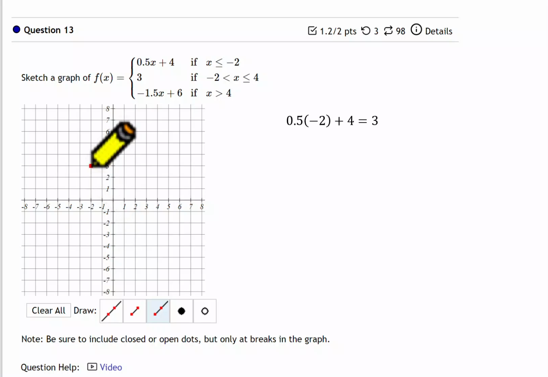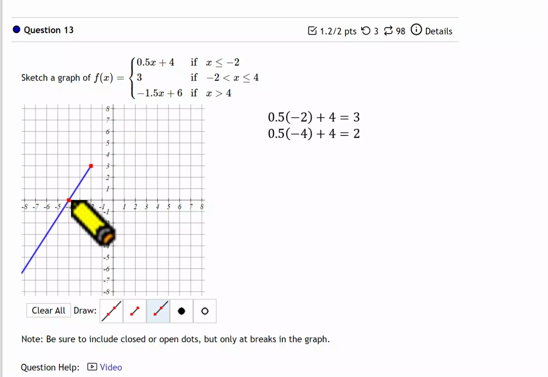Then to get my second point, I want to pick a value less than negative 2. Because I'm multiplying by 0.5, I want to pick an even number. So let's find f of negative 4. Negative 4 times 0.5 plus 4 gives me negative 2 plus 4, which is positive 2. So I'm going to go over to negative 4 and then a positive 2, and I'll put my dot.